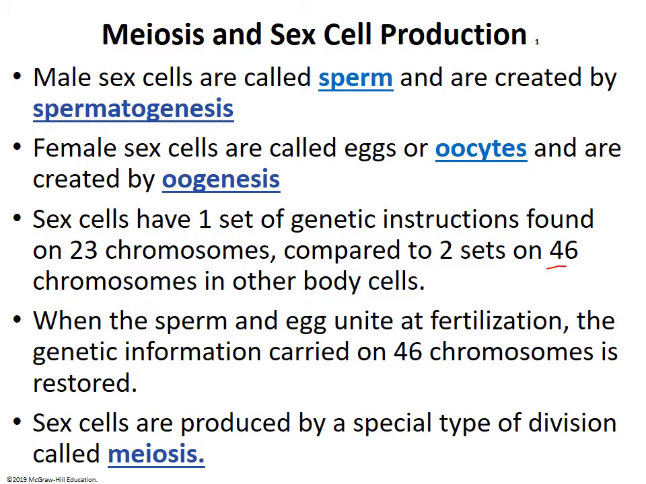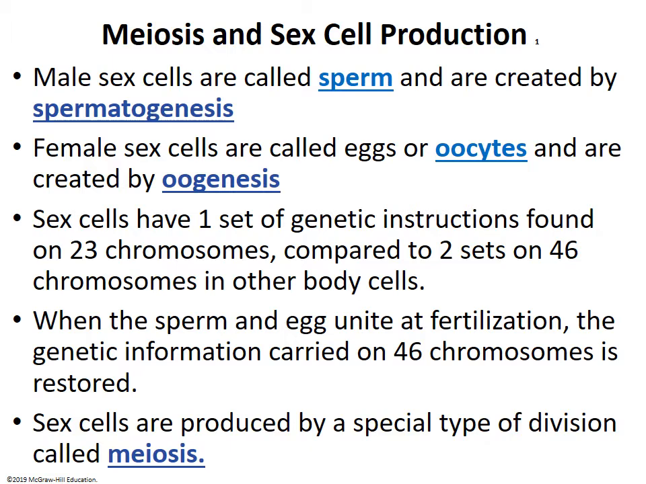But reproductive cells can't have that. If they did, then anytime they got together, we'd end up having 92, and that's a problem. So reproductive cells are going to have 23 chromosomes. We're going to learn that this is referred to as haploid, where normal cells that have the 46 are called diploid.